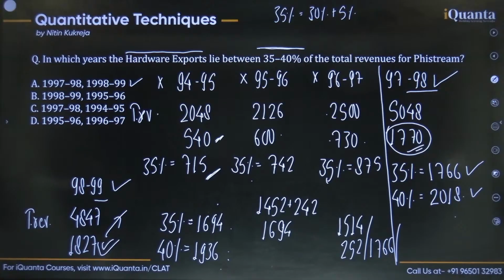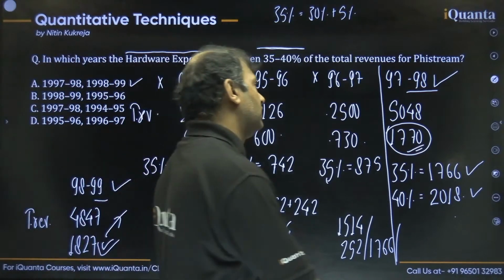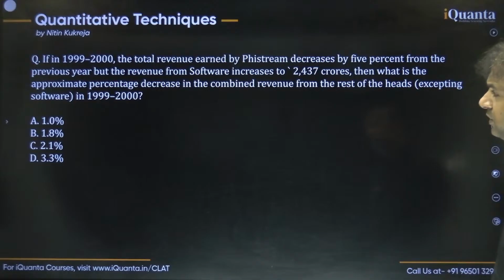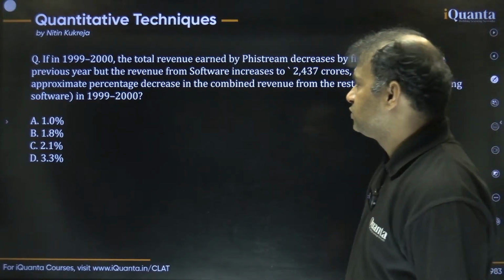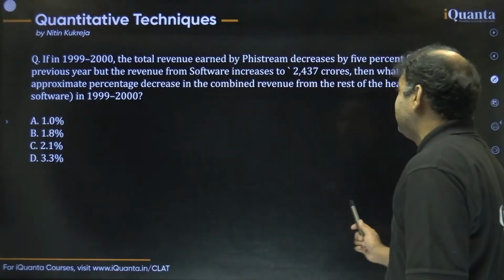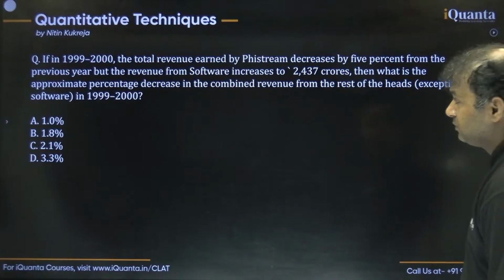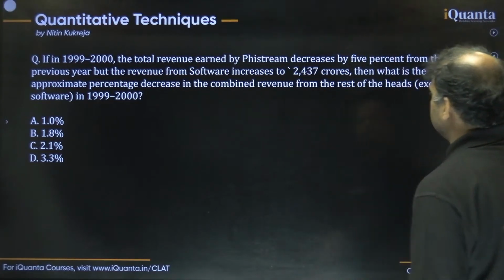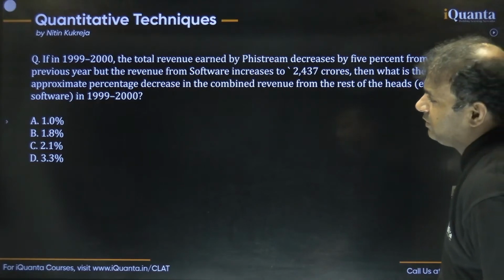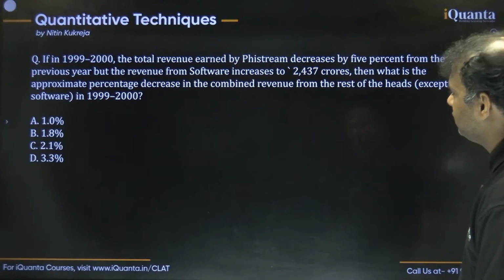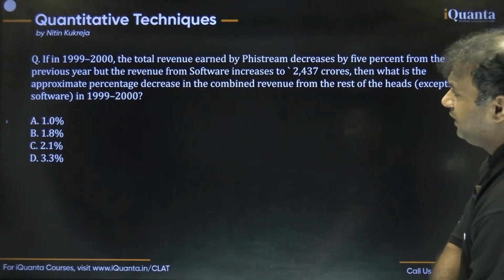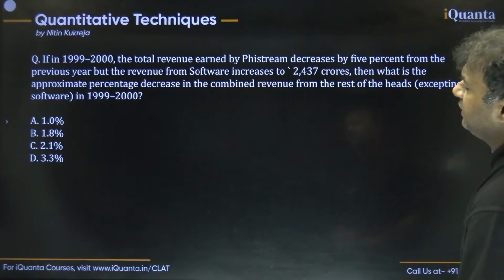next question is very interesting, guys. Okay, look at the next problem. The next problem is what? It says that if in 1999-2000 the total revenue earned by fee stream decreases by 5% from the previous year, but the revenue from software increases to 2437 crores, then what is the approximate percentage decrease in the combined revenue from the rest of the heads excepting the software in 1999-2000?